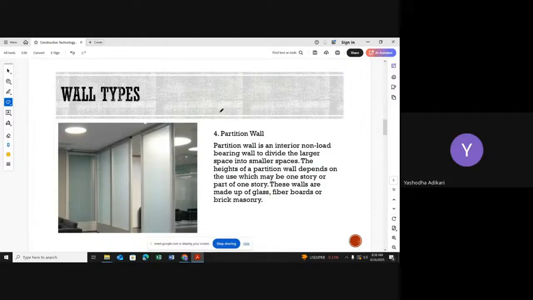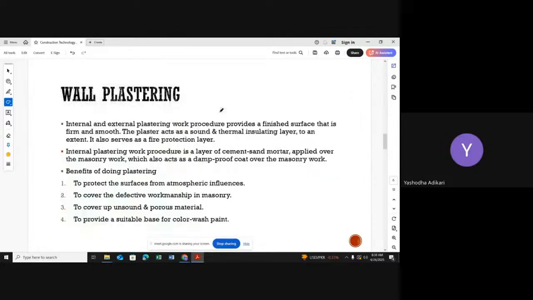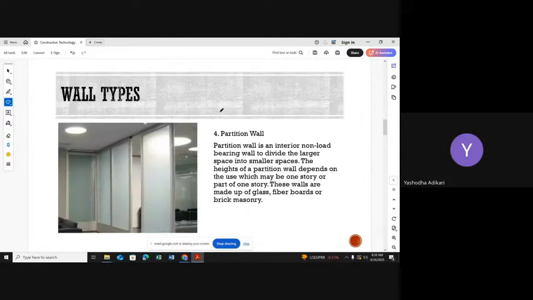Next one is the partition walls. It's not a very new thing. Partition wall means, very commonly you can see partition walls in commercial buildings, especially. Sometimes nowadays, people are using these partition walls for houses also, right?